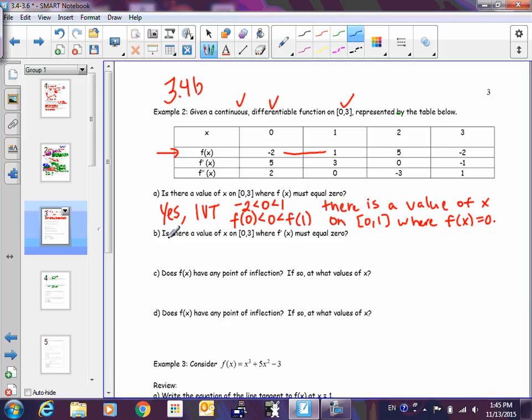If we look at B, it's a very similar problem, except this time it says f prime equals 0. If we look at the f prime row, do you see a place where f prime is 0? Yes, so that would actually be the easiest way of explaining this problem. Yes, f prime of 2 equals 0. So we could definitely say that.